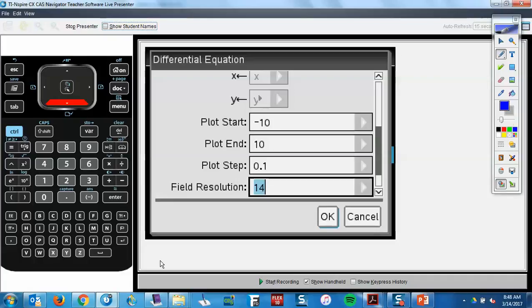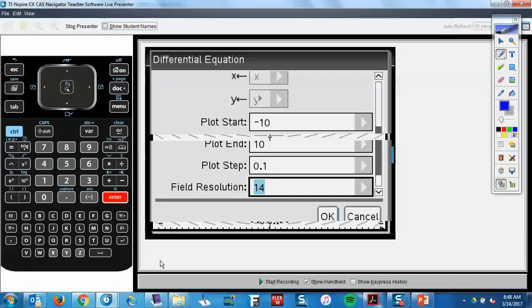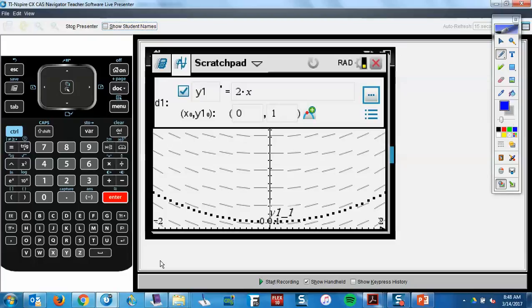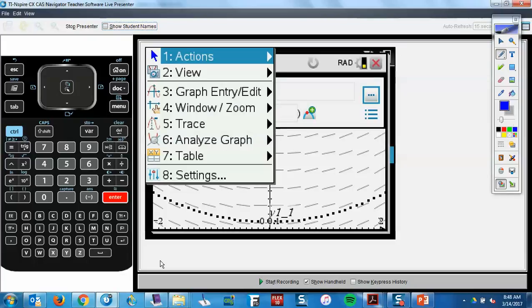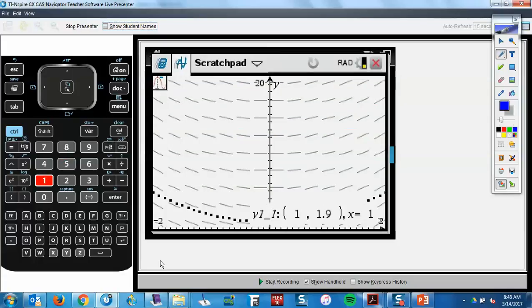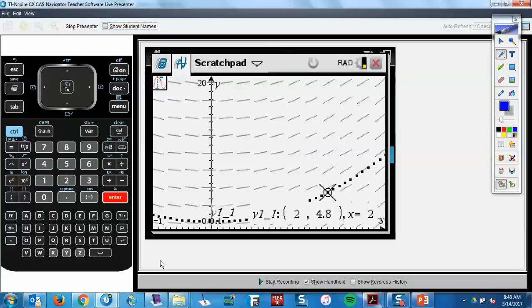Okay, hit okay. Is anybody getting a graph to show up? Oh, now it's popping up. Okay. All right. So let's trace over to 2. And it's going to redraw the graph. Oh, and look what we get. We get 4.8. We don't get 5. Huh. Why don't we get 5?